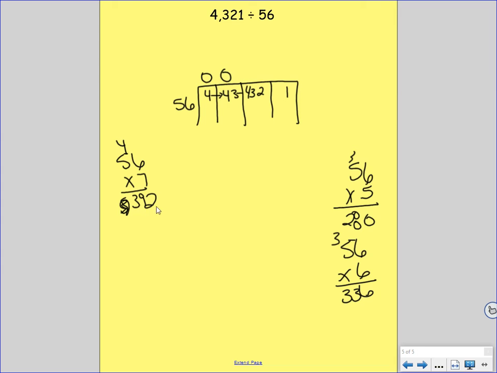Oh, so 392. Now, if I added 56 to this to see if it could go in again, it's too much. See, 448. So I need to go up here, and I know it can go in 7 times. Let me try that again. 7 times, and I'm going to subtract 392. So that repeated subtraction might work for you, but it does not work for me.